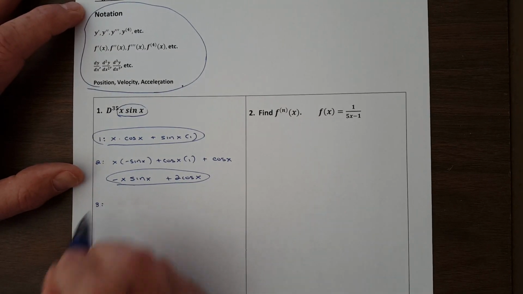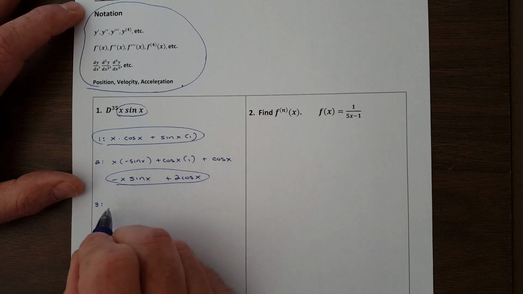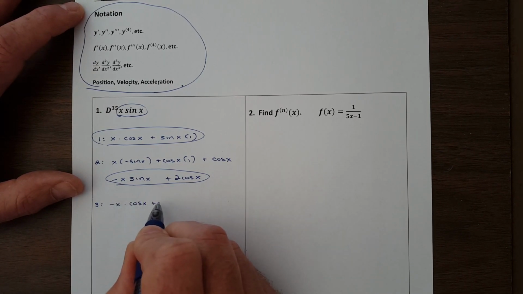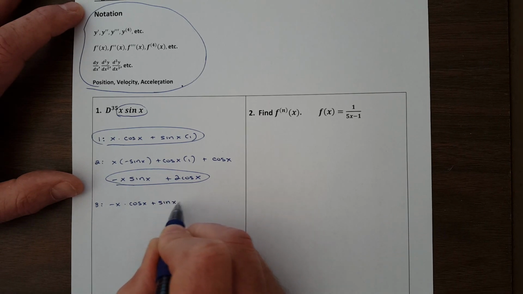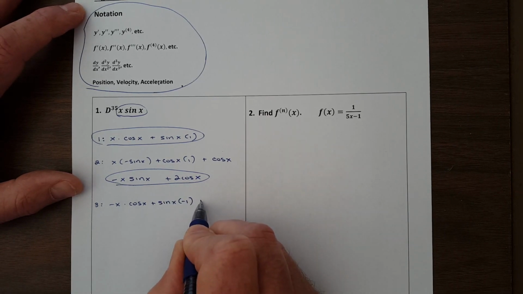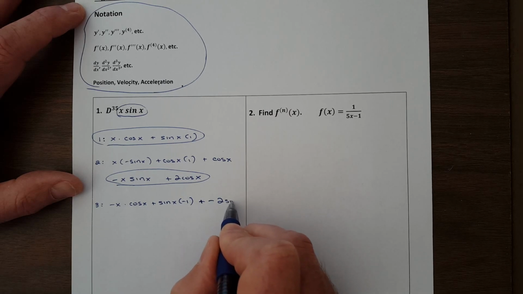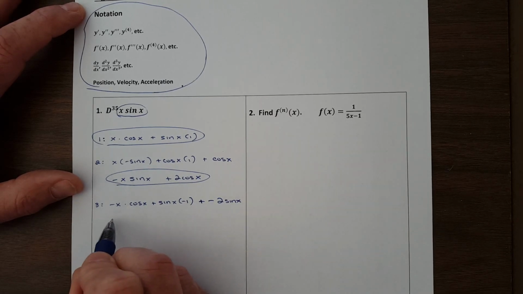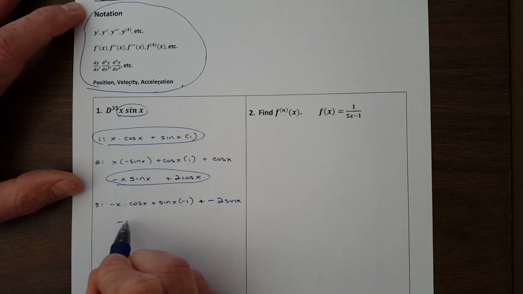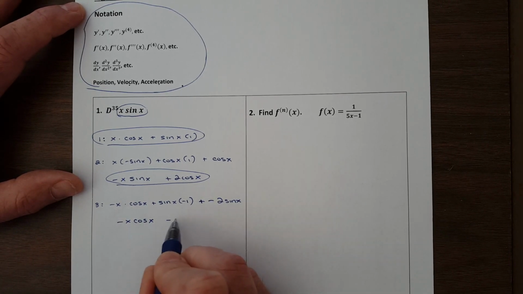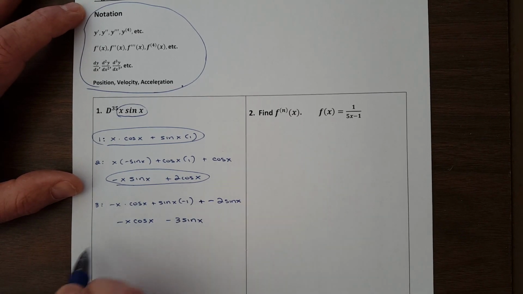Third derivative. Product rule. First times the derivative of the second plus second times the derivative of the first plus the derivative of that, which is negative 2 sine x. Simplify, and we get negative x cosine x minus 3 sine x. Fourth. Here we go.